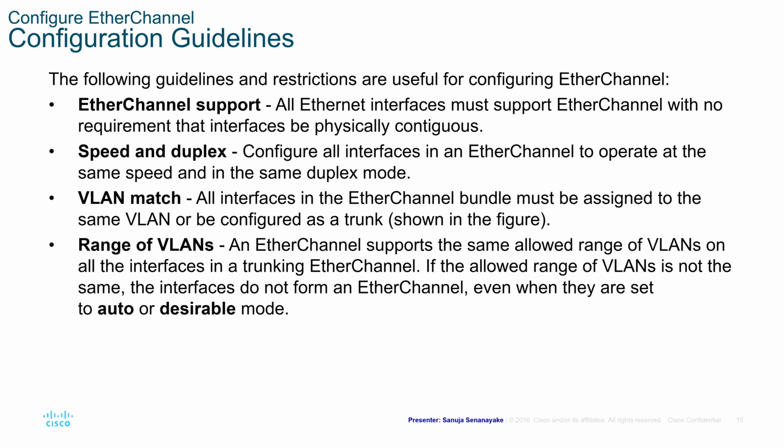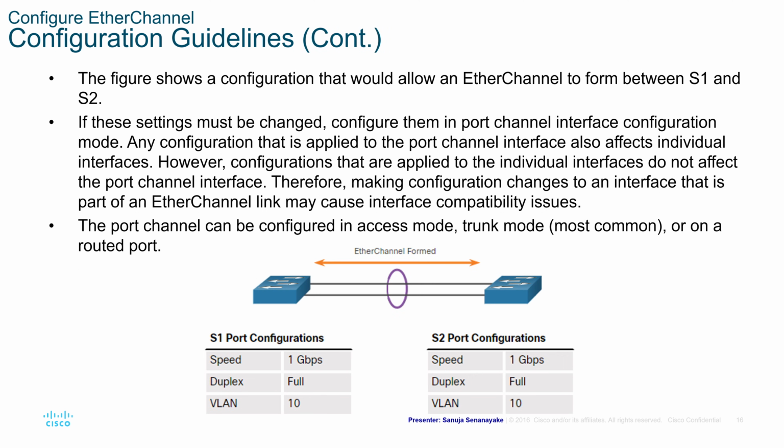So if you have a VLAN match, but you have additional VLAN ranges that are not the same on those ports, what's going to happen is that the negotiation process doesn't work, and therefore the channel will not be created.